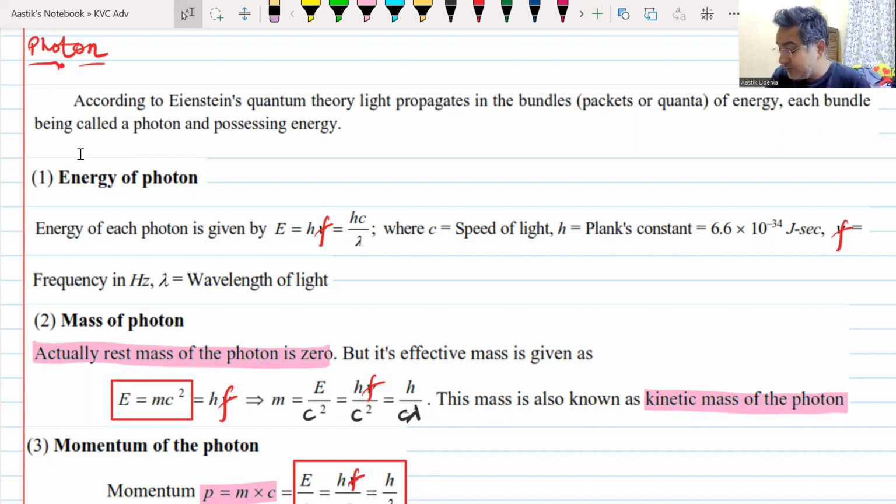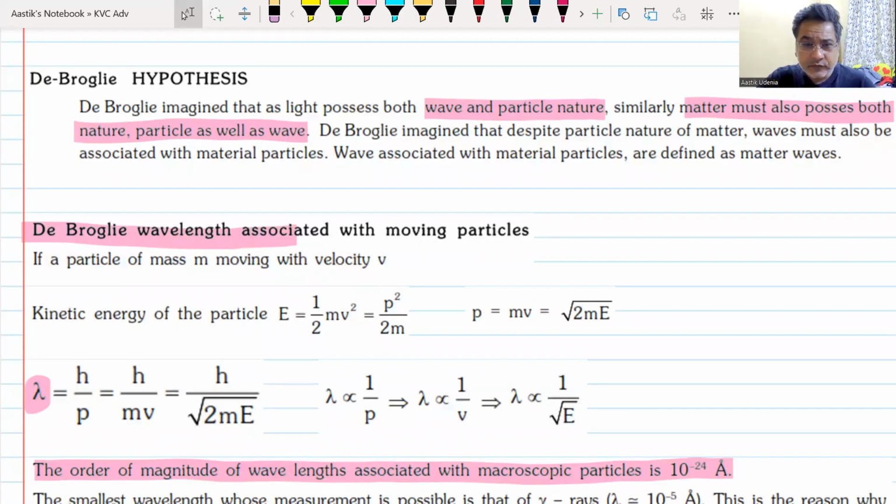Lambda is in angstrom units. We'd also seen that particles which are moving may have wave as well as particle nature. If the particles are big, their wavelength is very small, therefore we sometimes neglect it. But if the particle is small and has momentum, such as a moving electron or a moving proton, it can be associated with a wavelength. That wavelength is known as the de Broglie wavelength, and we had seen how to find it. These waves are known as matter waves. Do we remember this? Yes, sir.